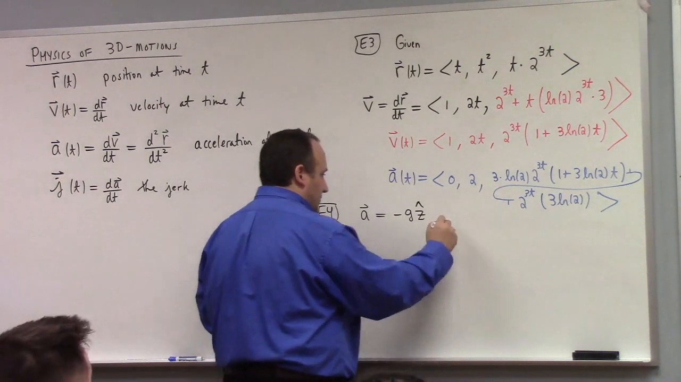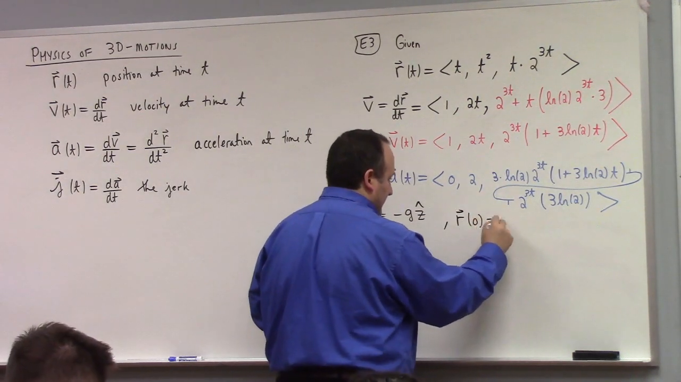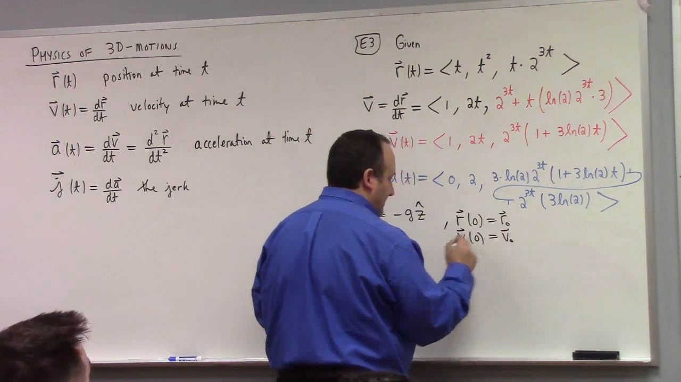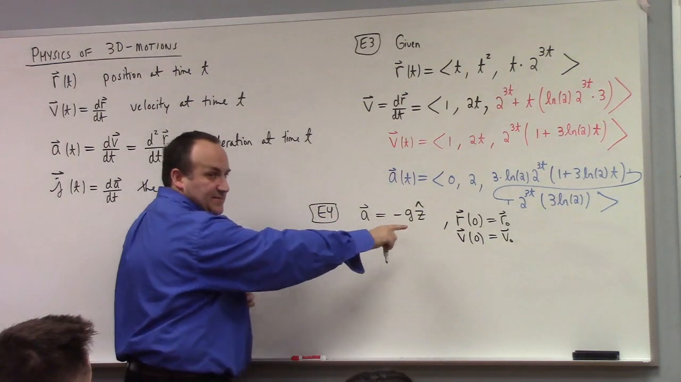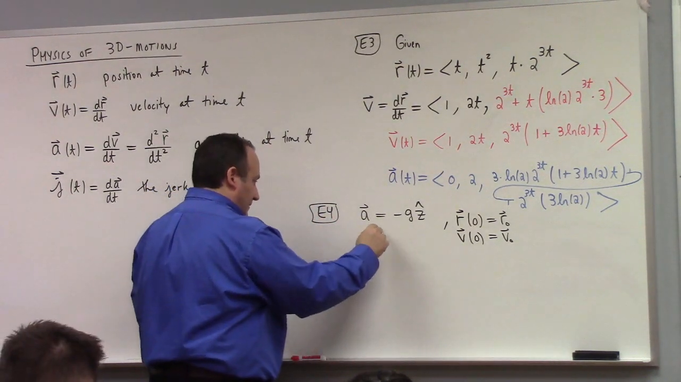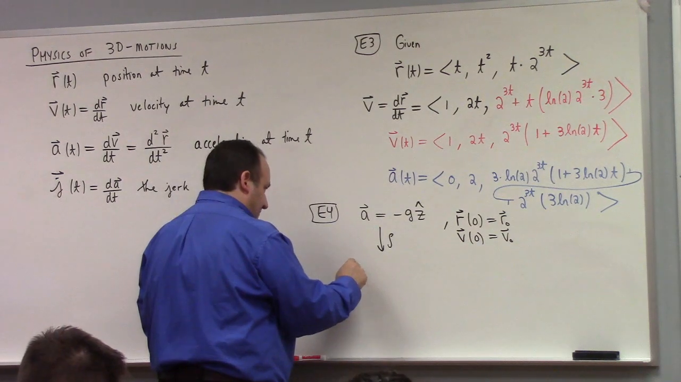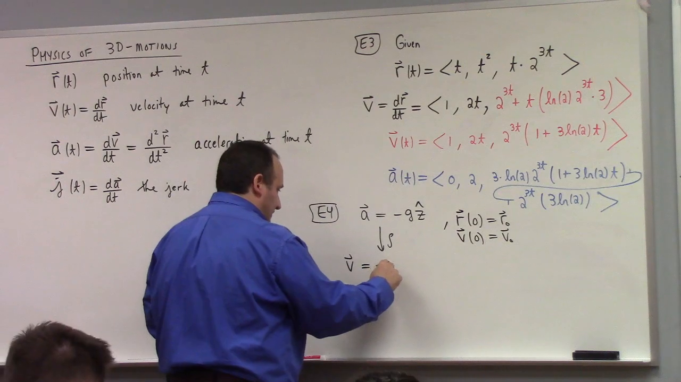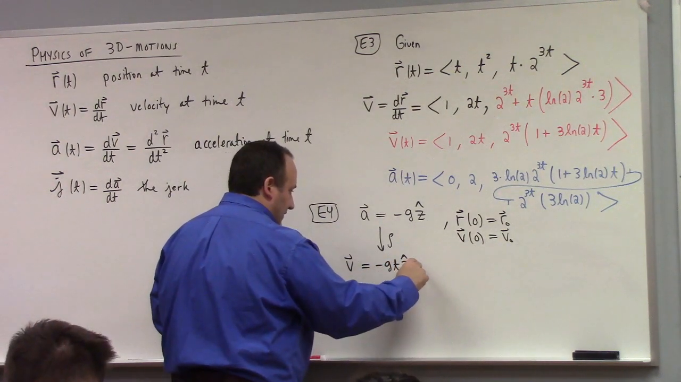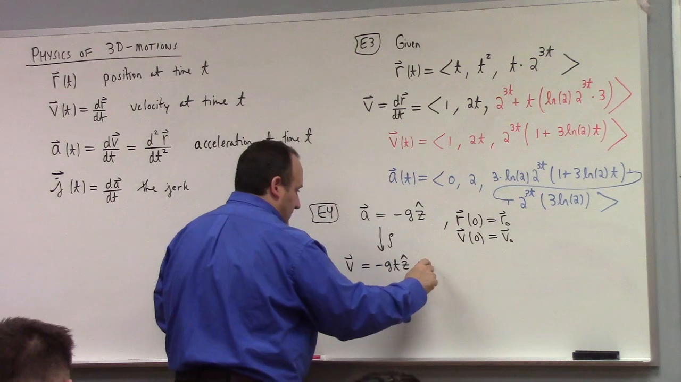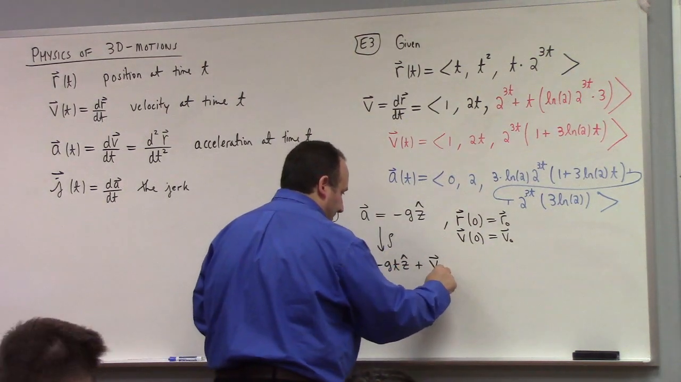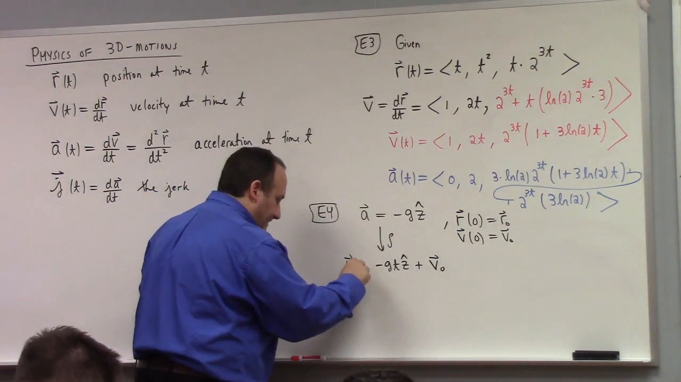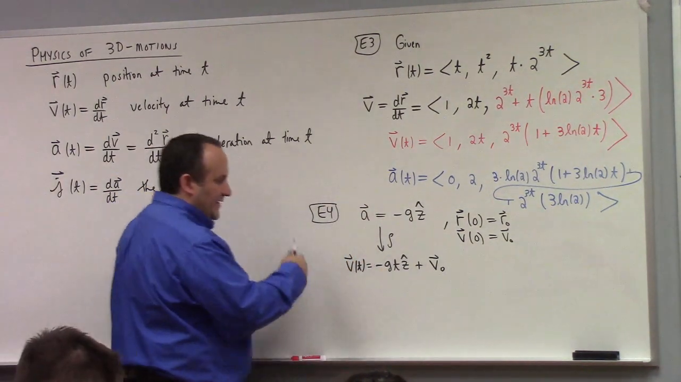And you also know that your position at time 0 is equal to r sub 0, and your velocity at time 0 is equal to v sub 0, right? You can integrate this, right? So integrating gives me that the velocity is equal to minus g t z hat plus v naught. That's the velocity at time t, rather. So if I integrate, I get that.